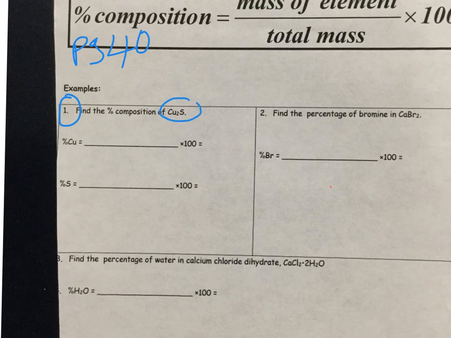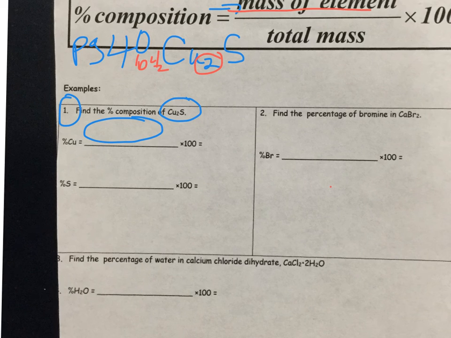Your compound here is copper sulfide, Cu2S. You're still going to need the total weight of copper. That's what's going to go up here on the top part of your formula. Okay, so look at your periodic table. How much does copper weigh? 64, very good. And how many coppers do I have? 2. So 64 times 2 is 128. Okay, so 128. Now, on the bottom part, you're going to get the total mass of the entire compound.